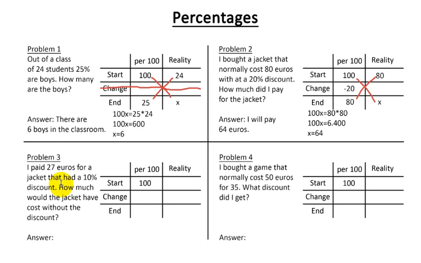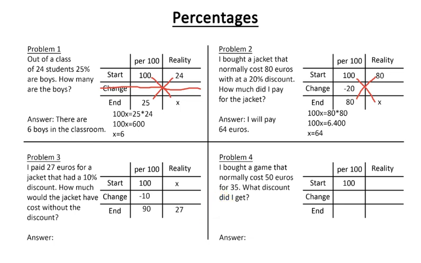Problem number 3 says, I paid 27 euros for a jacket that had a 10% discount. How much would the jacket have cost without the discount? So in this case, we know that the discount is minus 10%. That's the change, which means that in the end, we pay 90%. We don't know the initial price before the discount. All that we know is that in the end, we paid 27. This is what we're looking for. We are looking for what the jacket cost before the discount.